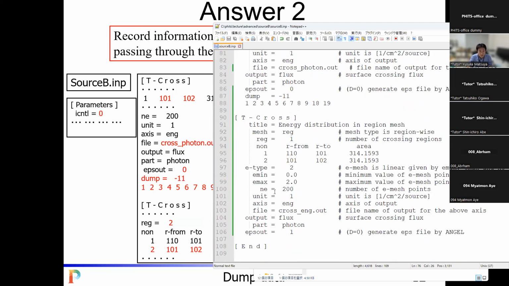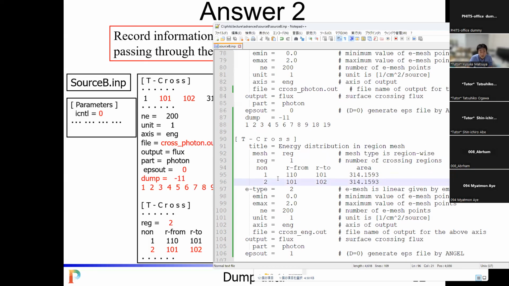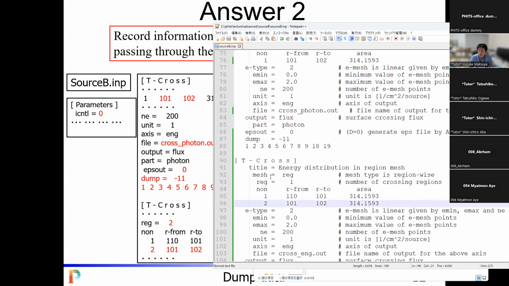And then after that, as a sixth step in the second T-cross study, we have to add the one condition to count the number of photons moving from cell ID number 101 to 102, like this. So complicated. Maybe that's all. After this modification, let's execute the fits.